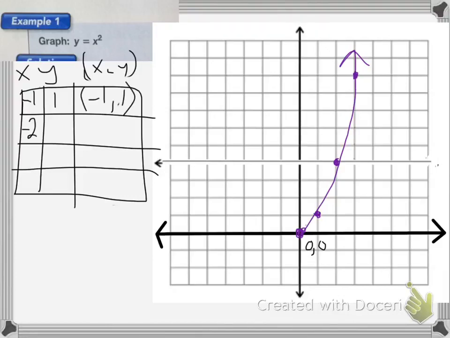If x was negative 2, y would be positive 4. So it'd be negative 2, positive 4. Okay, negative 3 would be positive 9, negative 3, 9. So if I drew this part, again I would start at 0, 0. And then it would be negative 1, 1, negative 2, 4, and negative 3, 9. So my entire graph actually looks like a U.